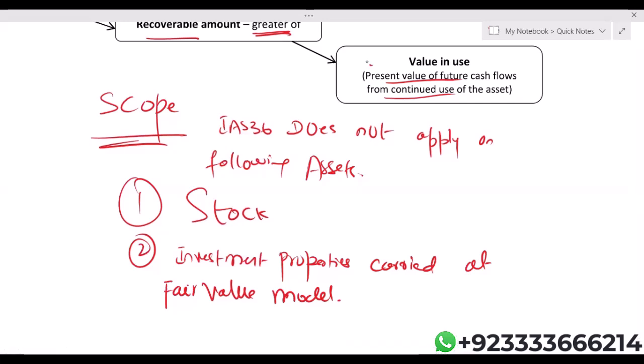We know that logically the investment property should be kept at fair value model because it's an investment. The user will be more interested to know the fair value of the investment rather than the cost of the investment. But IAS 40 allows both models, the cost model and the fair value model. So the concept is, if investment property is carried at fair value model, then IAS 36 is not applicable. The flip side is, if investment property is carried at cost model, then IAS 36 is applicable.